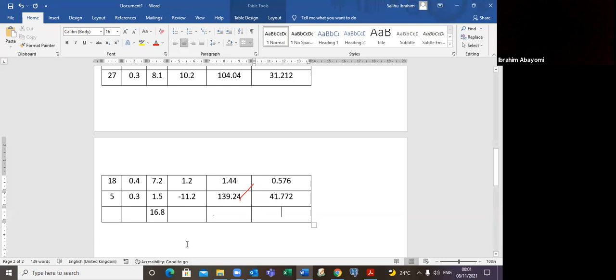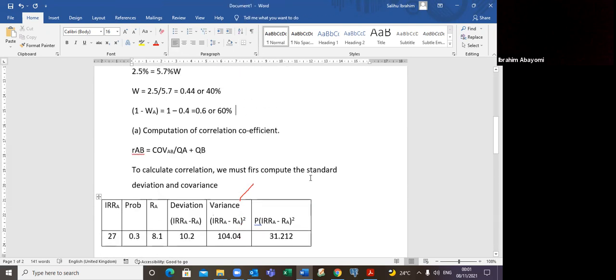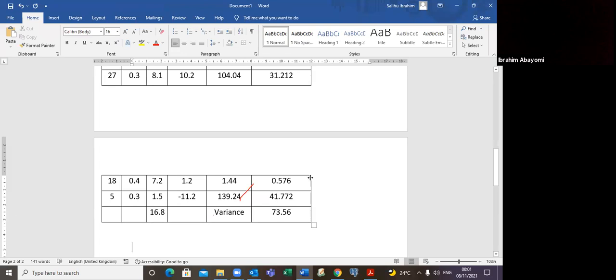So my variance, that's how to compute variance. Add everything together. What do we have? 73.56.